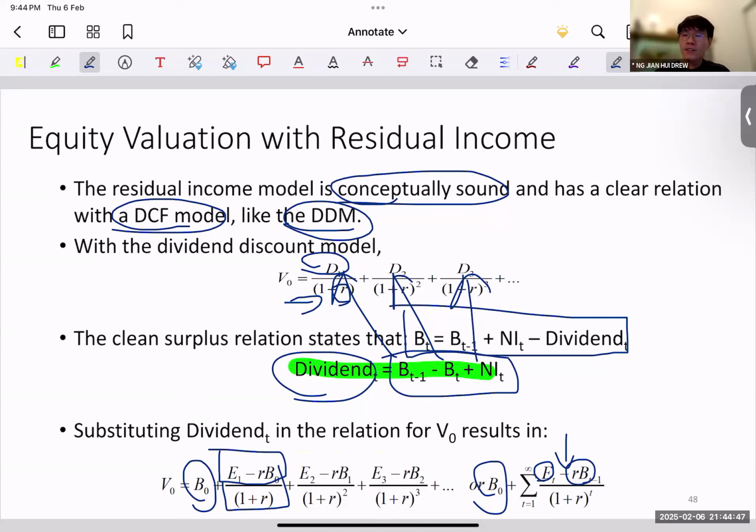So the whole conversation about the clean surplus relationship basically is just trying to show you that, hey, you know what? This residual income model, even though it's based on accounting concept of profit, we are using the implicit kind of cost. But at the end of the day, it's still relating to the DCF model, particularly the DDM, and we can prove it by assuming, of course, a few difficult assumptions like the clean surplus relationship.